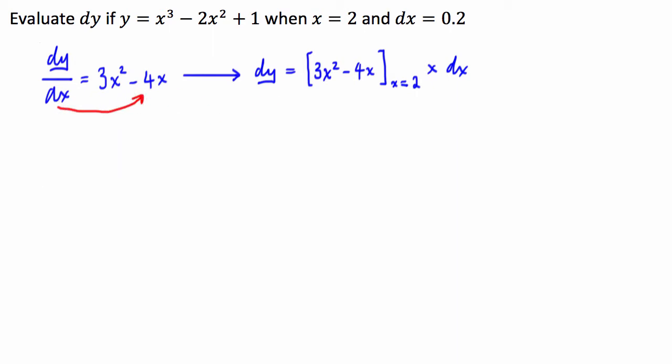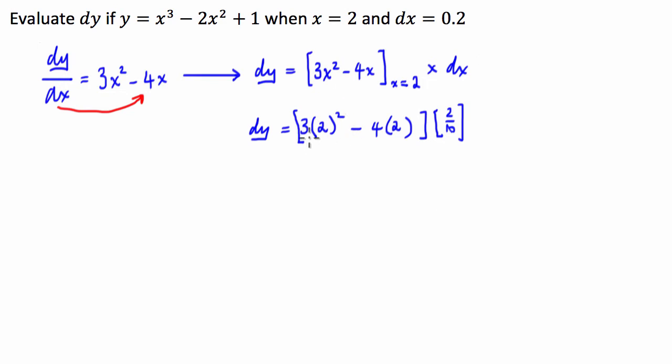So what I can do now is this is not a very complicated question from here. I can simply evaluate it. I can say, well, the change in y is going to be equal to this evaluated when x equals 2. So 3 times 2 squared minus 4 times 2. And then I'm going to multiply all of that by the change in x, which is 0.2. So I'm going to multiply it by 2 over 10 to make my life a little bit easier.